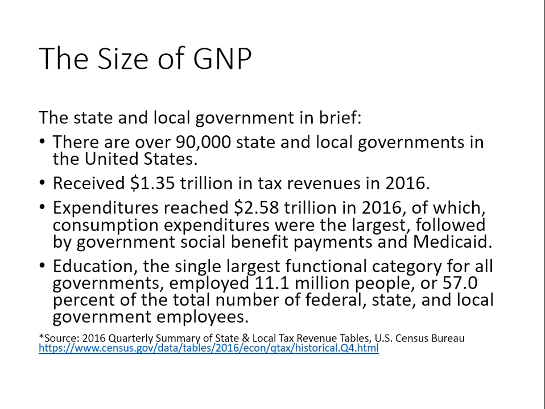That's a lot of money, and I believe this number has increased significantly in 2021. Education, the single largest functional category for all governments, employed 11 million people, 57% of the total number of federal, state, and local government employees. So it's a very large sector, and the accounting is very different from the financial accounting we have seen in previous courses.